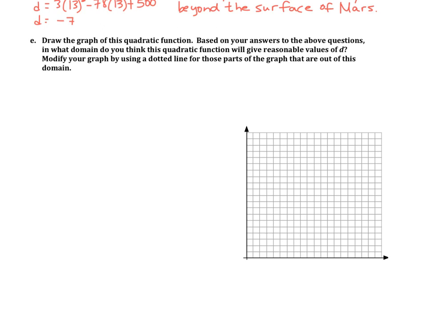Part E, draw a graph of this function based on your answers to the above questions. In what domain do you think this quadratic function will give reasonable values of d? Modify your graph by using a dotted line for those parts of the graph that are out of this domain.